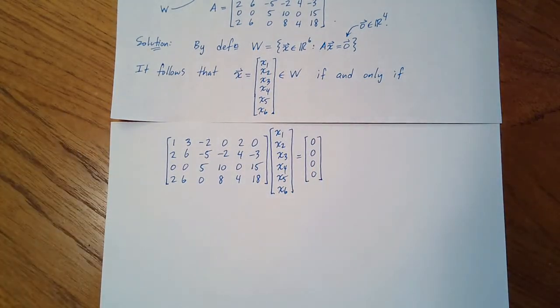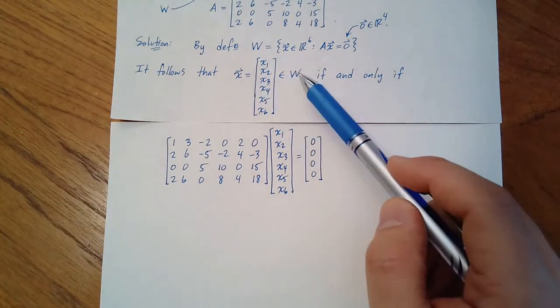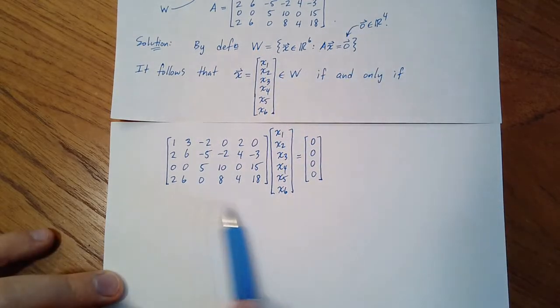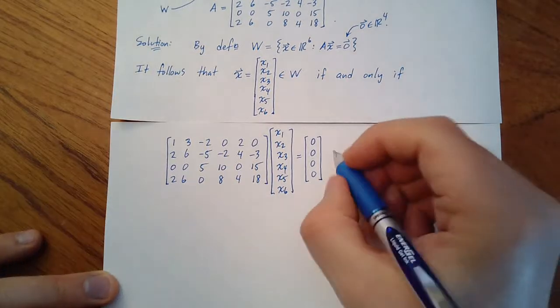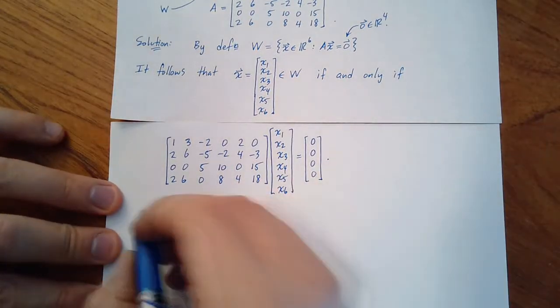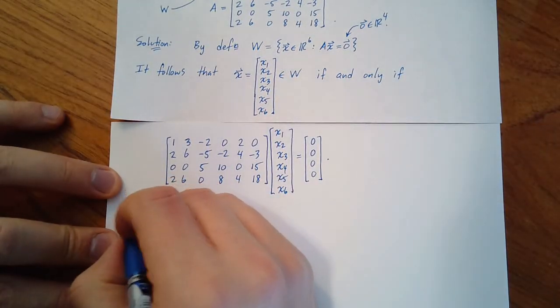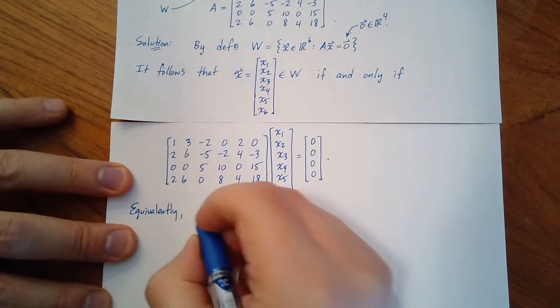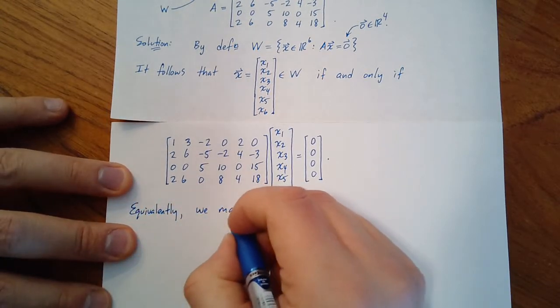Okay, so in other words, this 6-dimensional vector x, as I've written it out in general coordinates, is in W if and only if this equation is true. So what does that mean? Equivalently, we can consider the following.